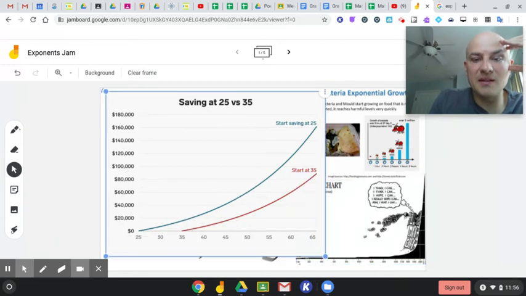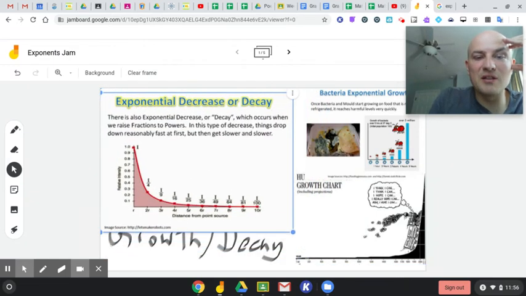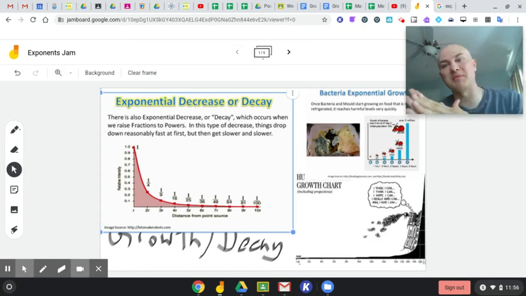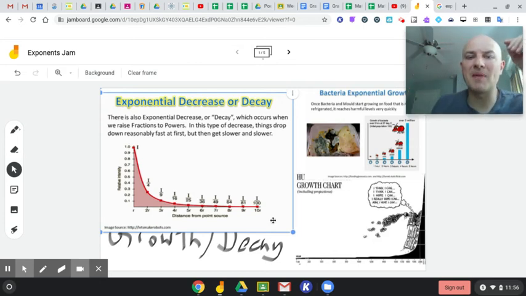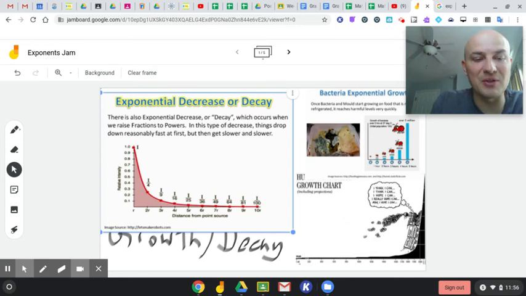You can have things decreasing also exponentially. So this is when you have a fraction multiplying over and over again. It gets smaller and smaller and smaller very quickly. And this is something called decay. This happens with radioactive stuff. So radioactive things have a decay, what's called a half-life, and they decay.